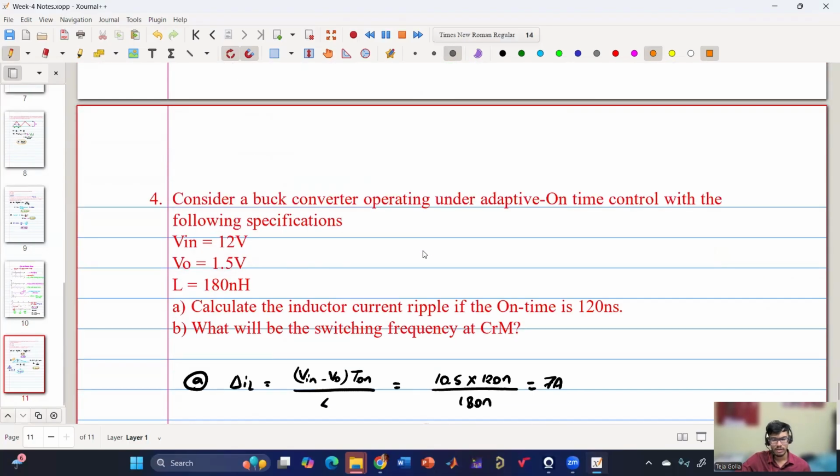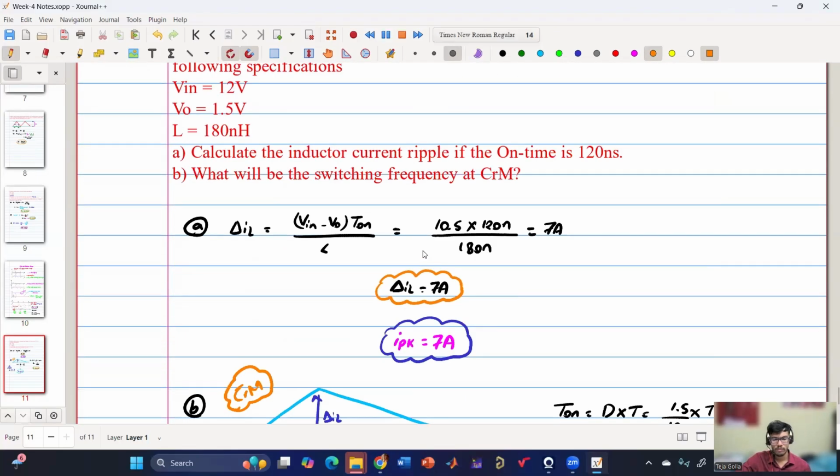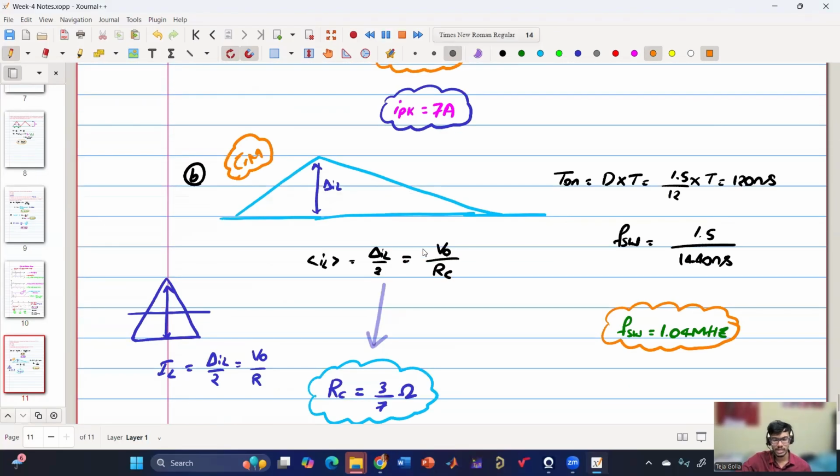And then we have solved one question based on the buck converter with adaptive on time control: how the inductor current ripple can be calculated if the on time is given, and also at CRM operation, what will be the switching frequency and what will be the critical resistance.